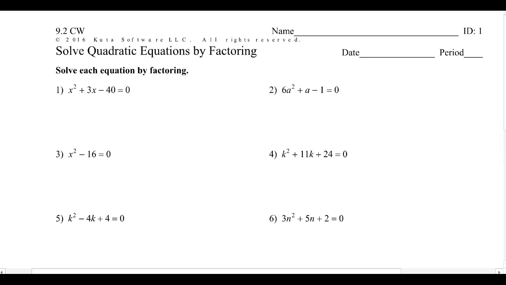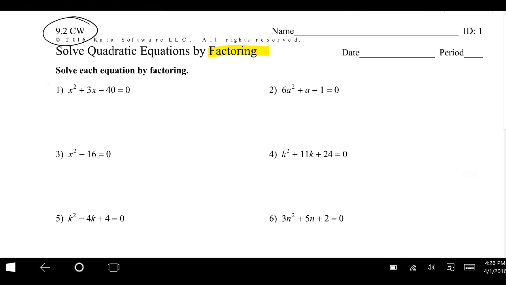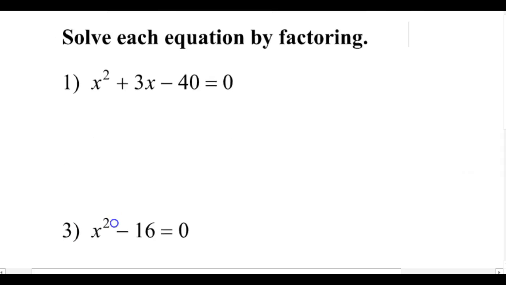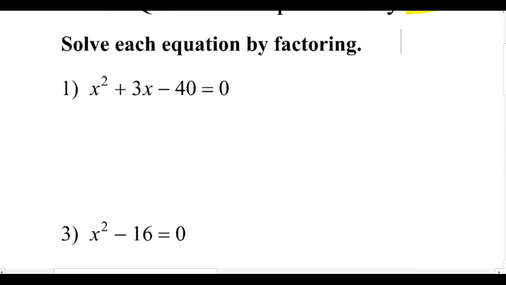Okay, hey Algebra 1, I'm going to go over 9.2, solving quadratic equations by factoring. Remember, in the last one we did the zero product property. We're going to use that same skill and factor. It's like an extra step, but we're still going to use that zero product property idea. So let's zoom in on number 1. We're going to solve this equation by factoring.